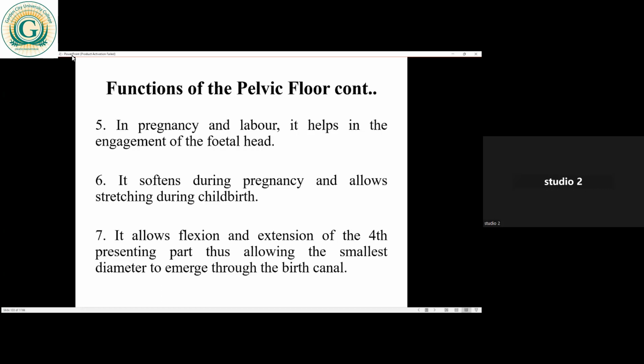The hormonal influence on them makes them soft, and it opens up for the child to be born. It allows flexion and extension of the presenting part, allowing the smaller diameter to emerge through the birth canal. We will look at the fetal skull later, you understand.